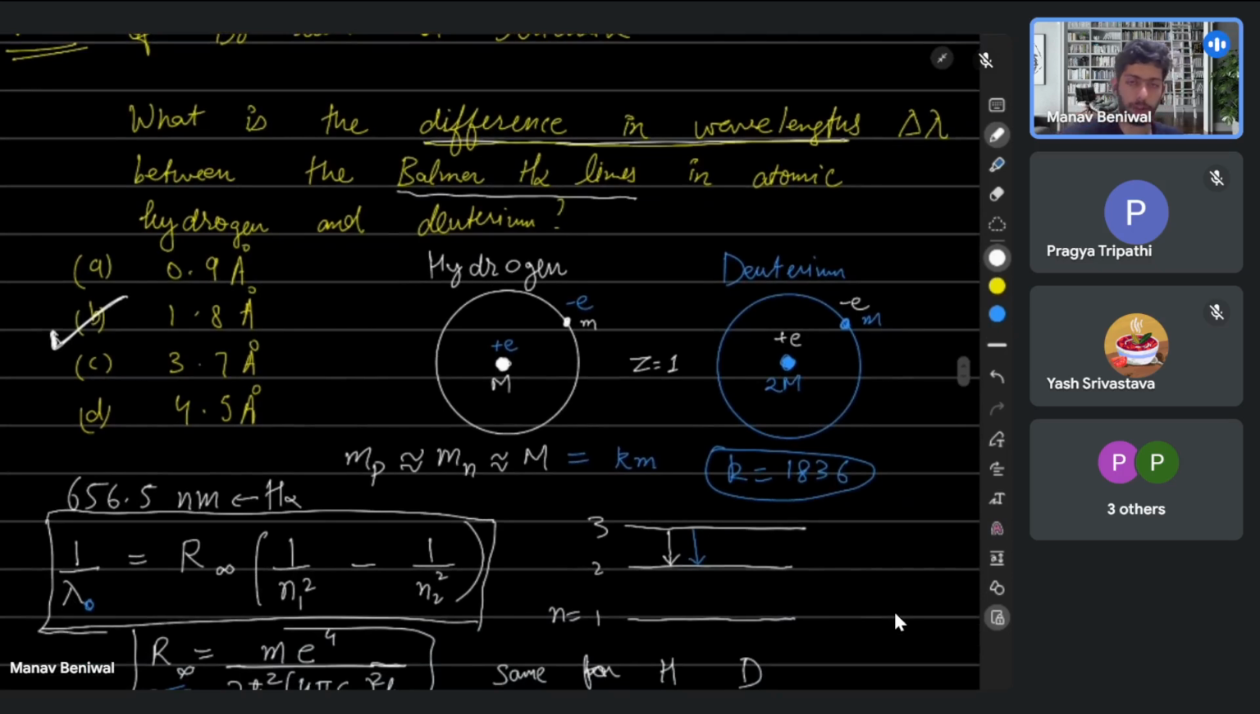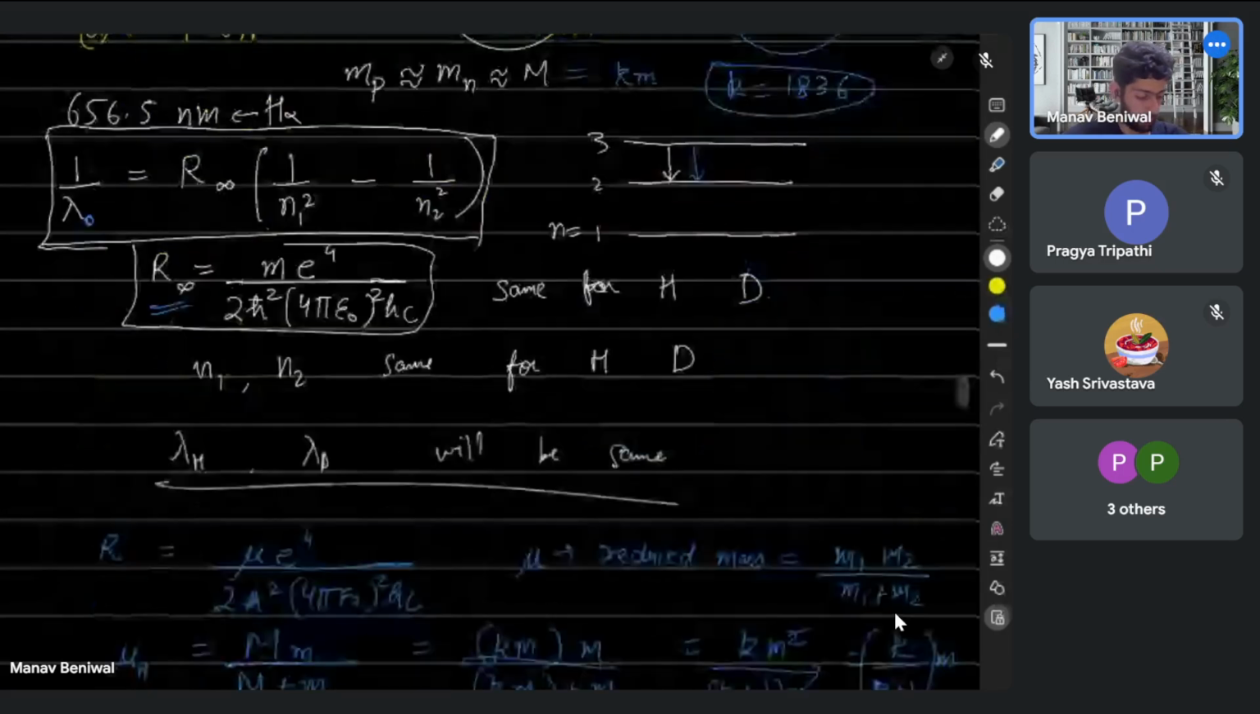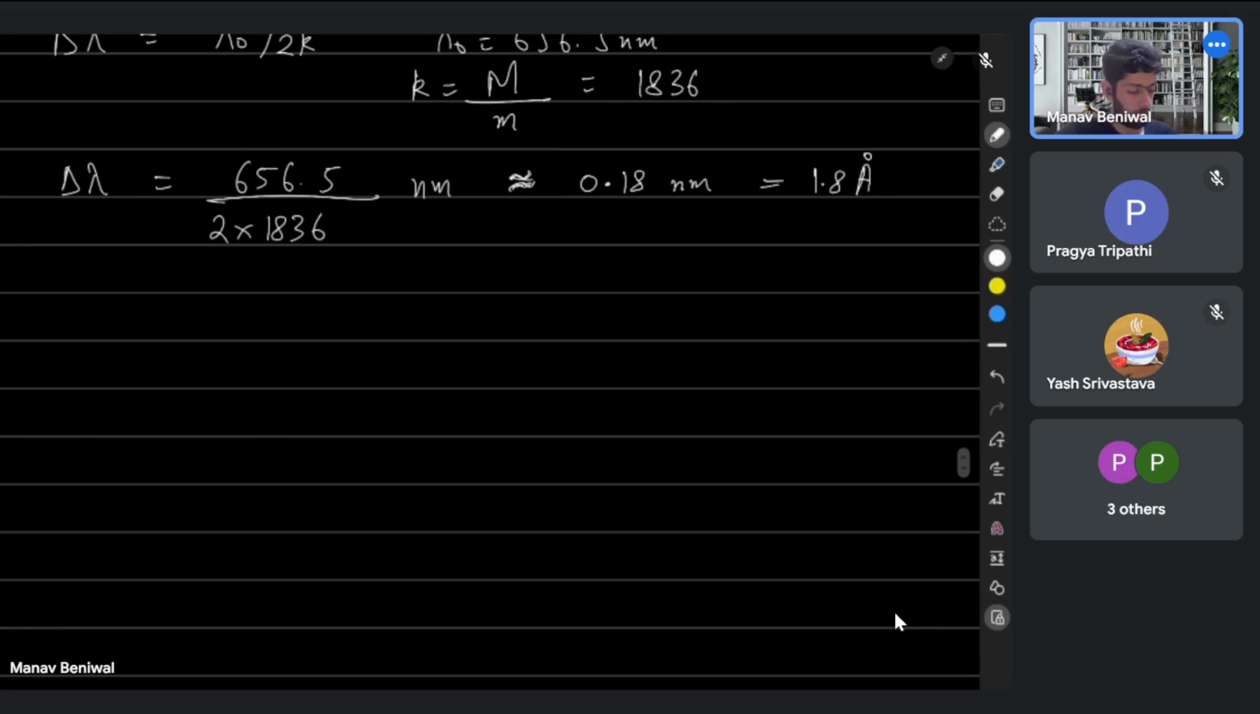Why are we solving this problem anyway? As we discussed in the beginning, if we do not consider the effect of the mass of the nucleus, if we assume that the nucleus is very, very heavy and we need not consider it in our calculations, then we cannot explain why we see the wavelengths in the atomic spectra of hydrogen and deuterium at different places.